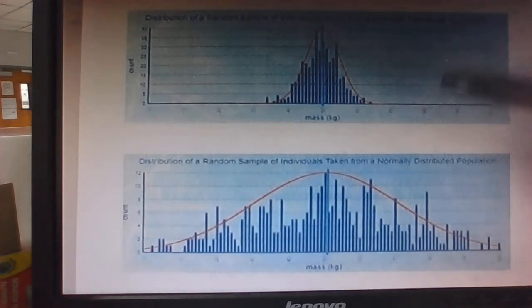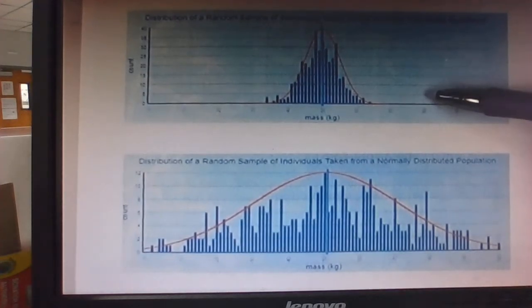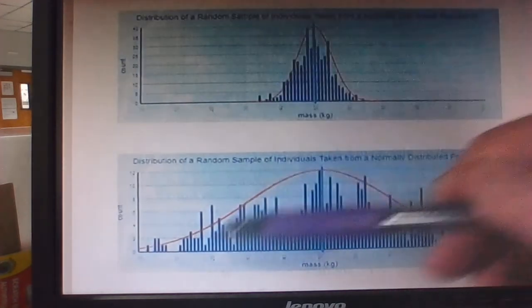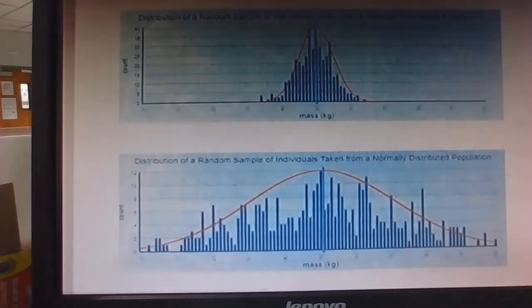So let's say this is our standard deviation of 5, and this is our standard deviation of 10. The data is more spread out with a larger standard deviation.